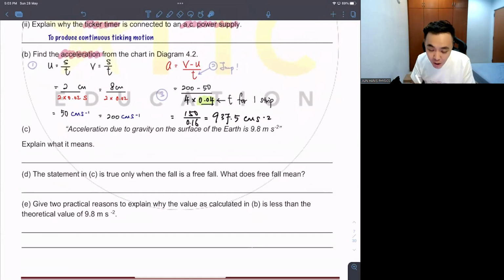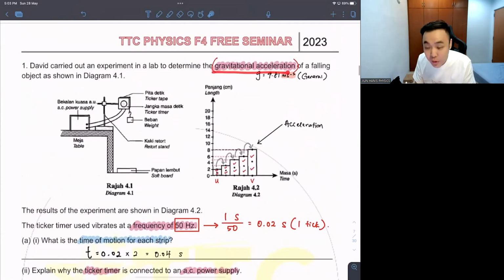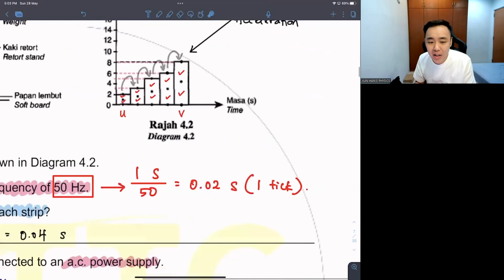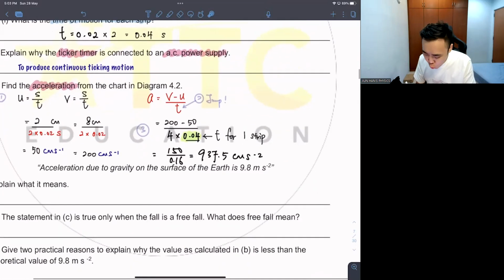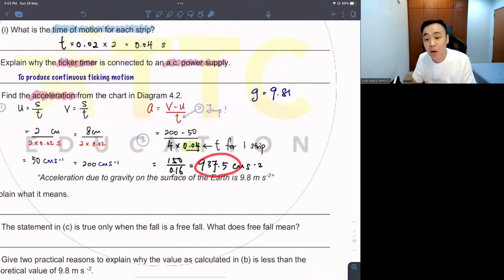Now, some of you perhaps will ask, hey, I thought the question is asking to calculate gravitational acceleration. So isn't the value 9.81? Why is it so much different? By right, according to what we learned, gravitational acceleration is 9.81, right? How come here it's 900 something?